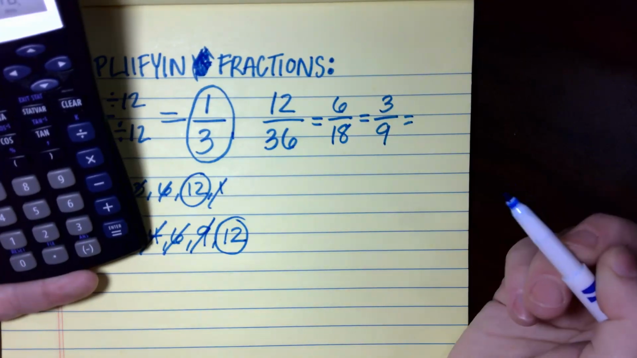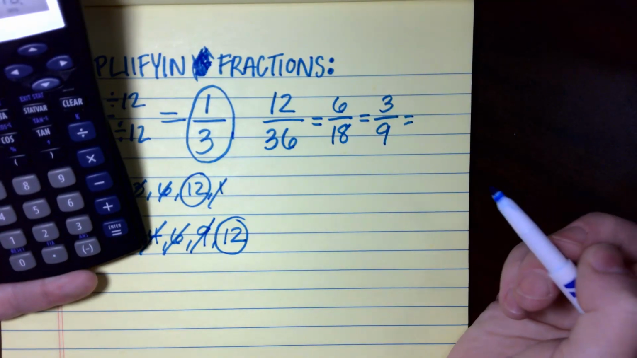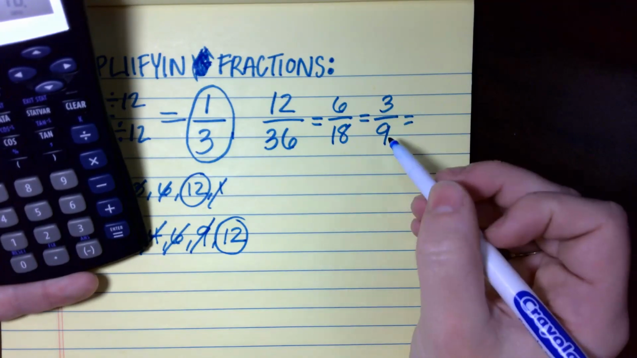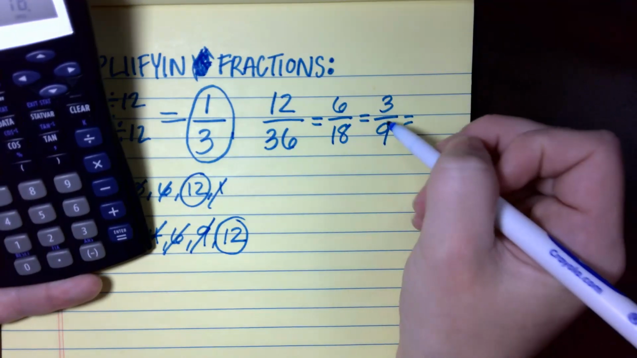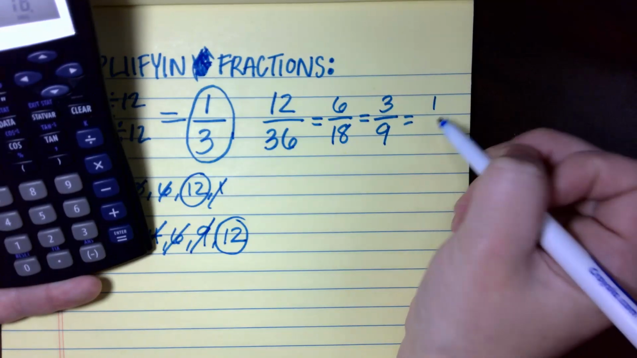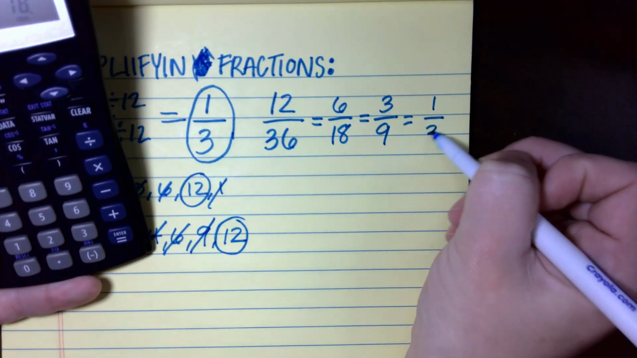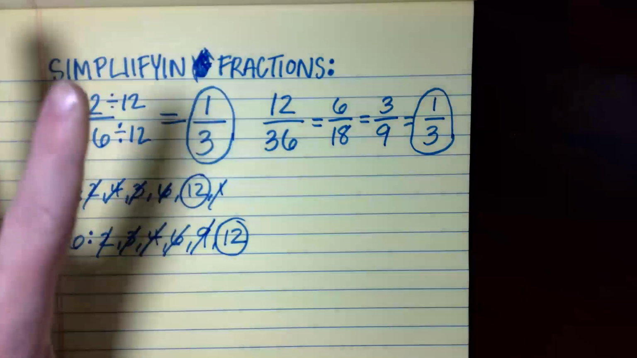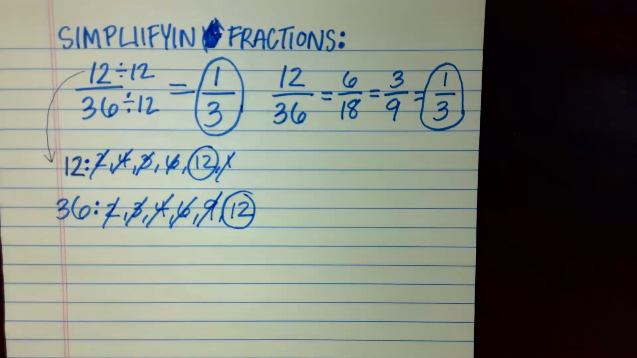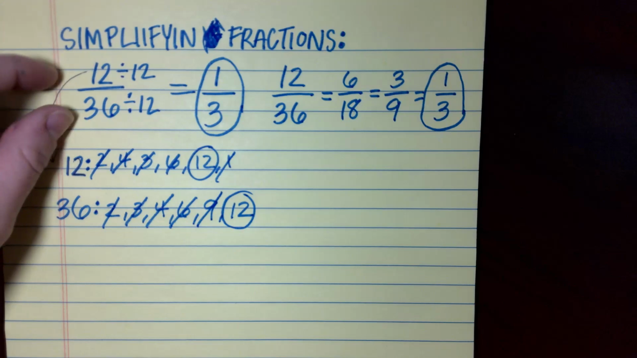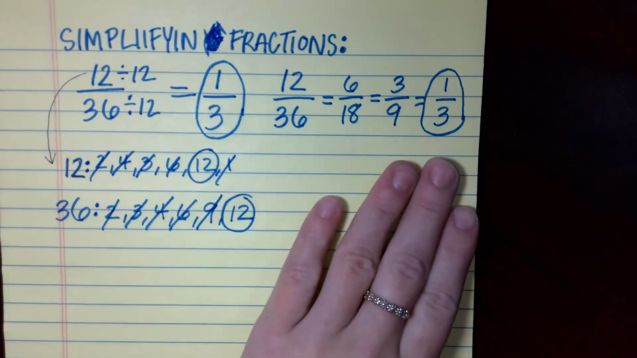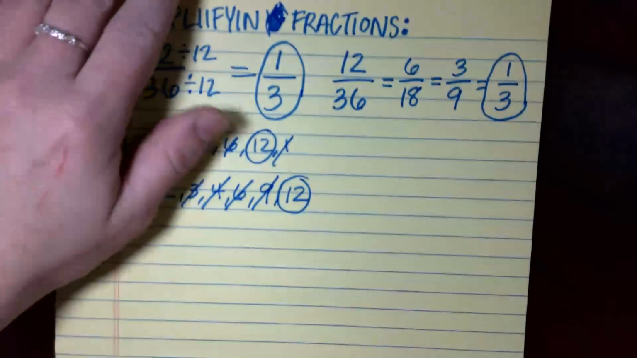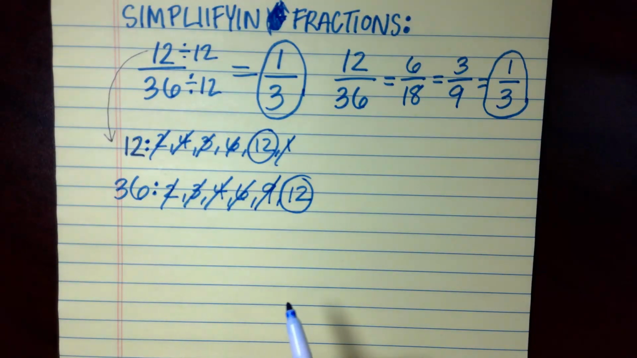Okay, so now I have 3 over 9. I know I can take 3 divided by 3, and I can also do 9 divided by 3. So 3 divided by 3 is 1. 9 divided by 3 is 3. It's kind of just a slow decreasing process to make sure that you don't have numbers that are bigger than they need to be. We want it in our simplest form. Let me give you another example. I ran through that one kind of quickly.